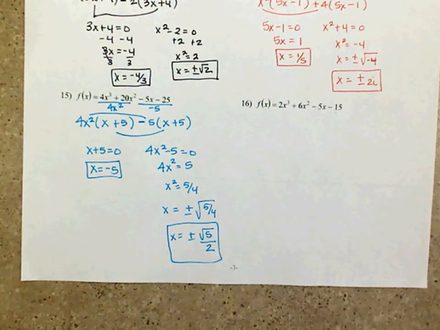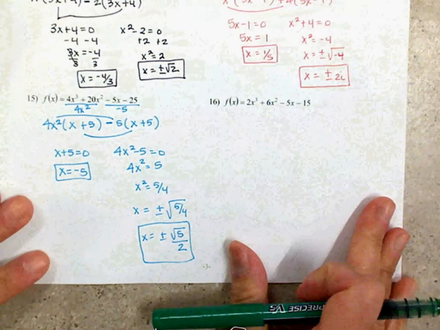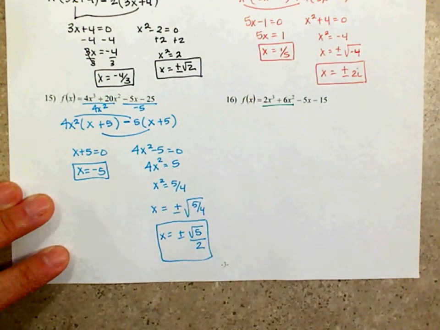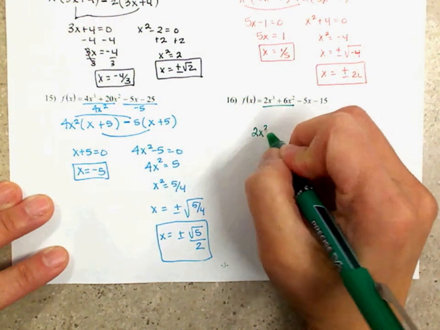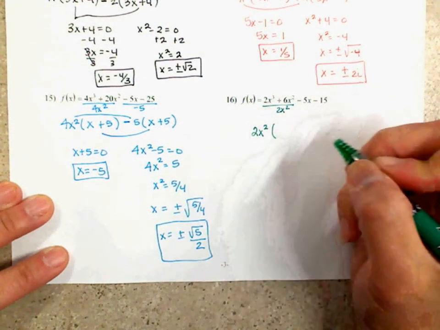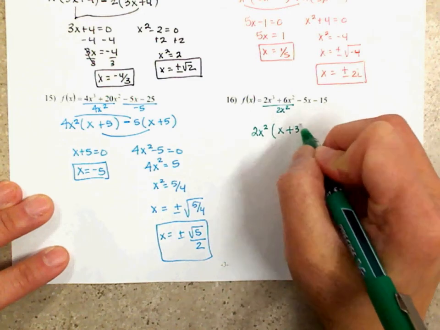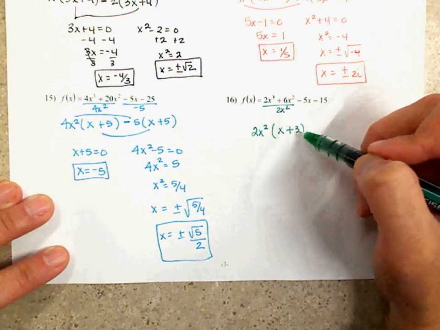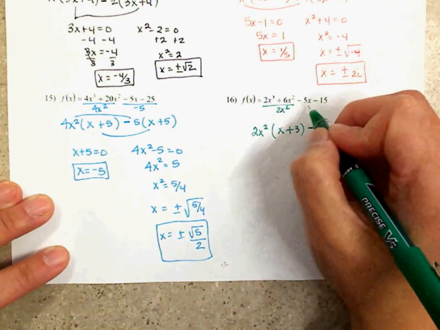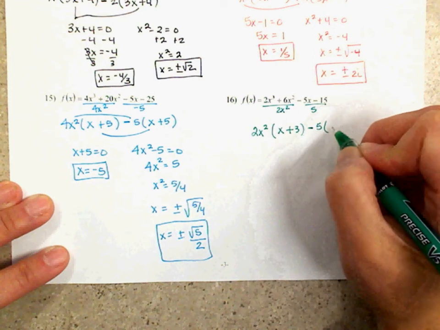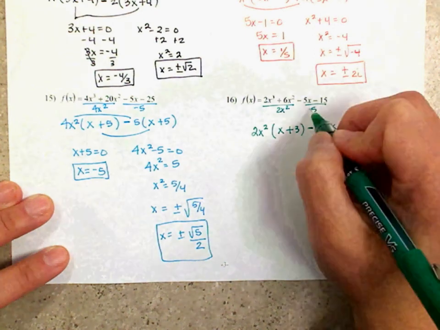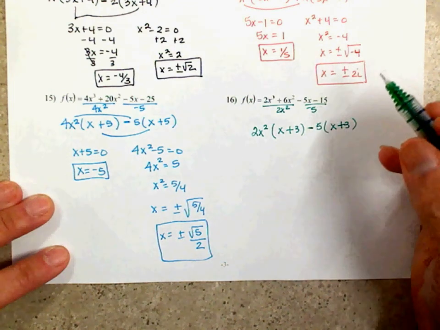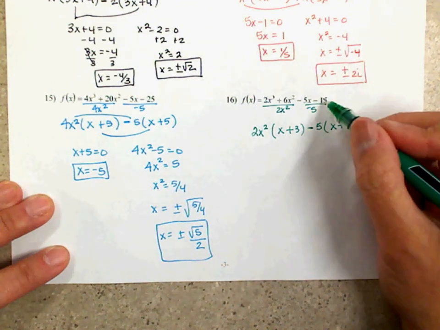All right, number 16. 4 terms. 1, 2, 3, 4. What do those have in common? 2x squared. So you're dividing every one of these by 2x squared. So that leaves you x plus 3. 2x to the third divided by 2x squared leaves you x. 6 divided by 2, 3, x cancels. Minus, they have a 5 in common, so I'm going to take out negative 5. Negative 5 divided by negative 5 is positive 1 with an x. Negative 15 divided by negative 5 leaves you 3.